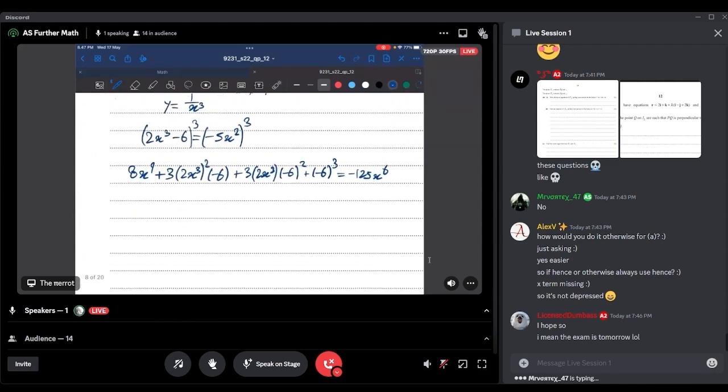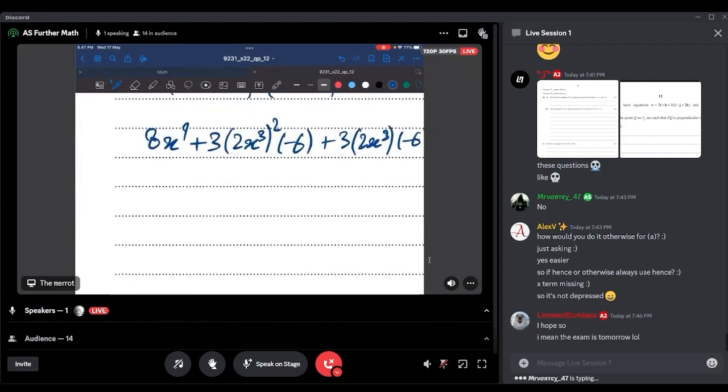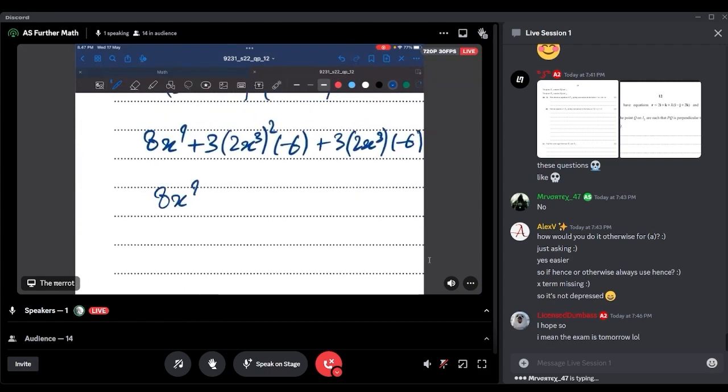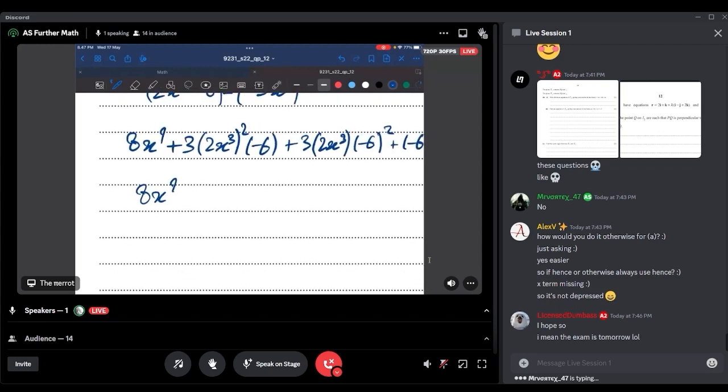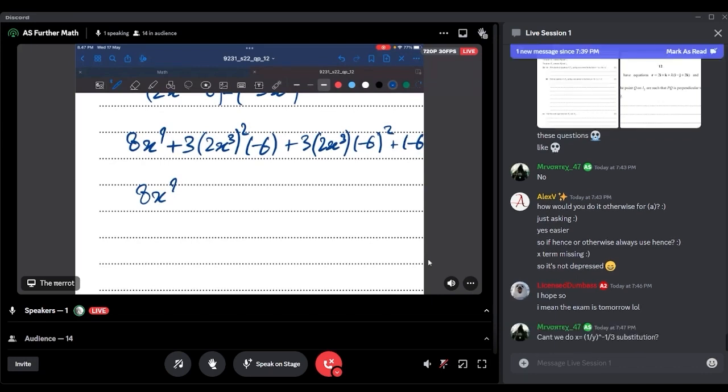Right, now we just have to simplify this. Let's simplify it all, tidy it up. We have 8x to the power 9 minus 6 times 3 times 4. That's a very ugly one. Minus 3 times 6 times 4. That's minus 72. You're allowed to use your calculator, so yeah, sure.